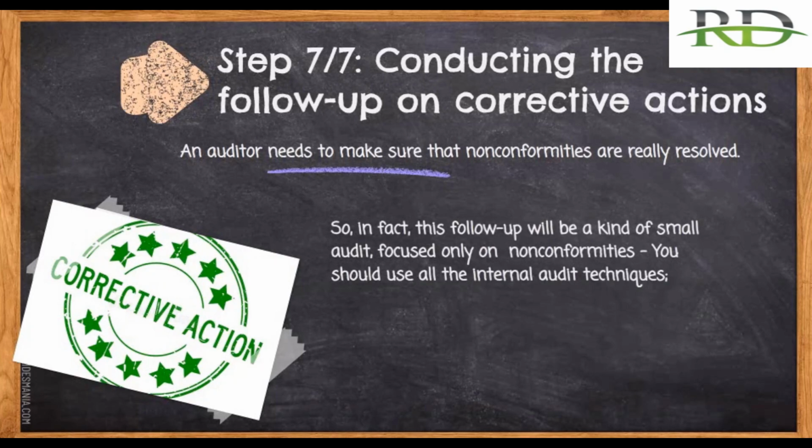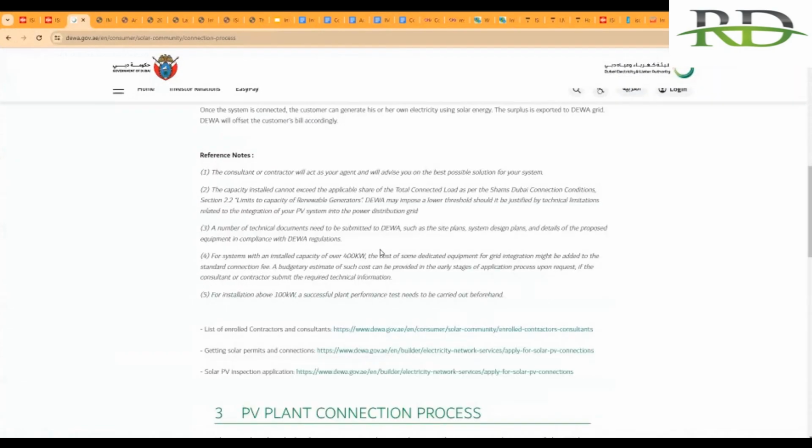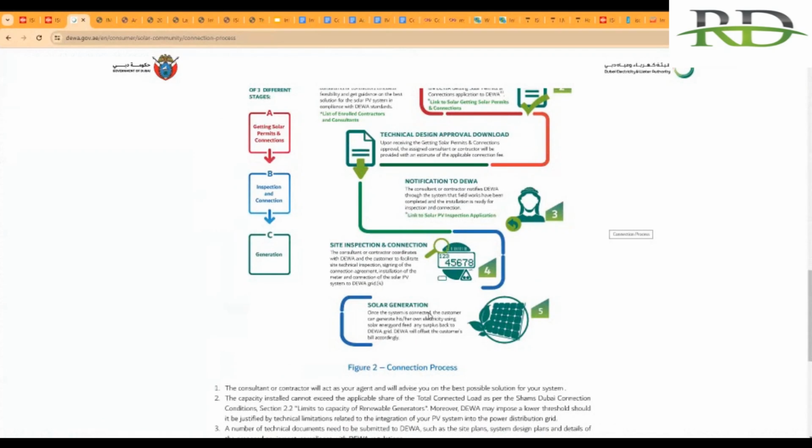But this audit is not going to cover all the other aspects. I'm only going to focus on the audit that I was doing before, which is for objectives in this sense. And I'm only going to focus on those non-conformities, and I'm going to use all the internal audit techniques like the ones I've showed you in this webinar. So what I'm going to do now is submit these to the people in step number 5 right here, with a corrective action request.